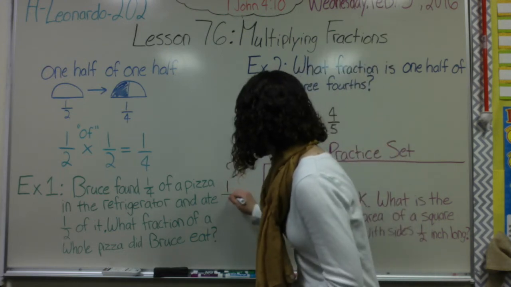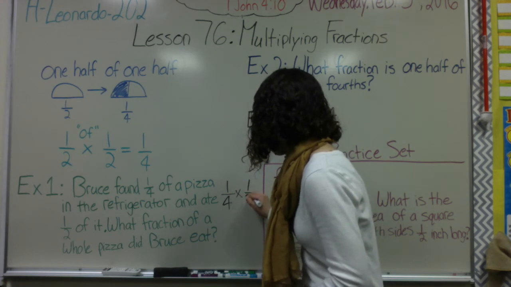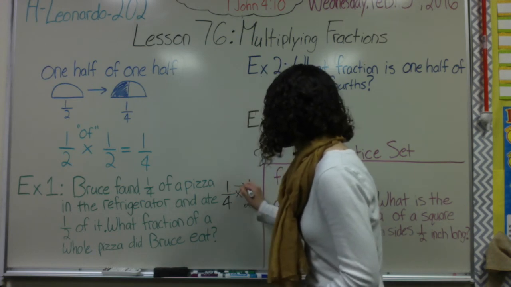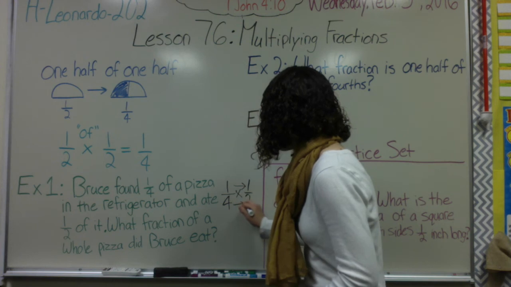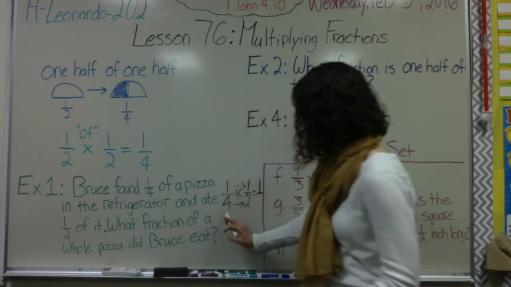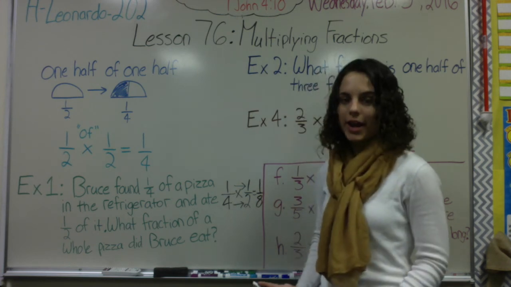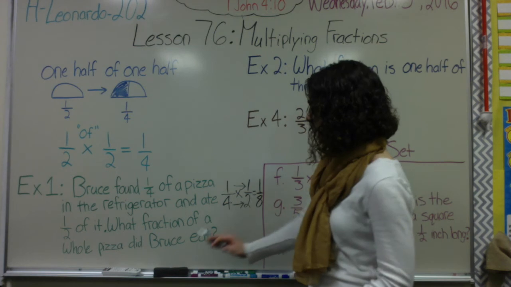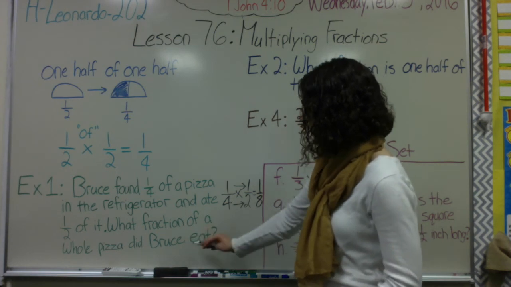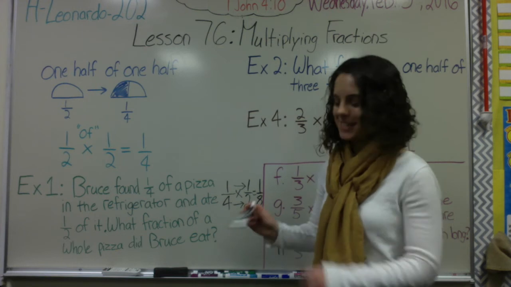And 1/4 times 1/2, I just multiply straight across. 1 times 1 is 1. And 4 times 2 is 8. So it equals 1/8. So that's the fraction of the whole pizza that Bruce ate. He ate one piece of the entire pizza.